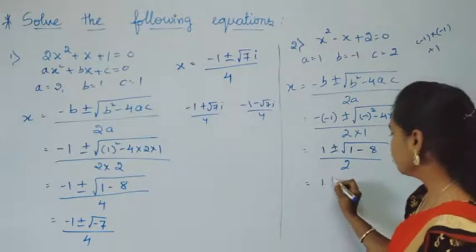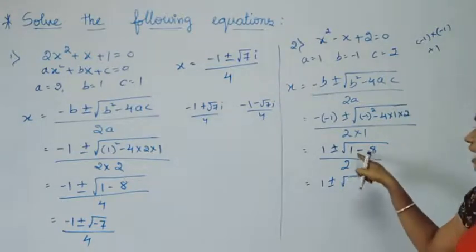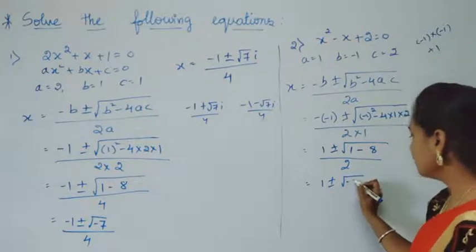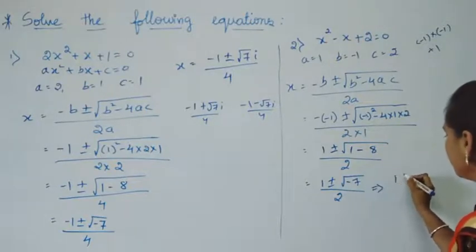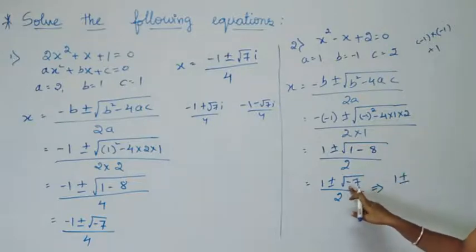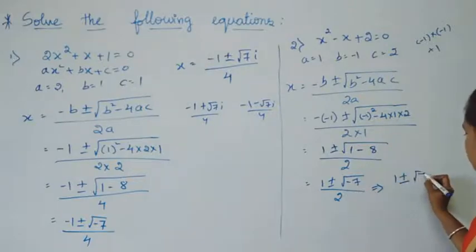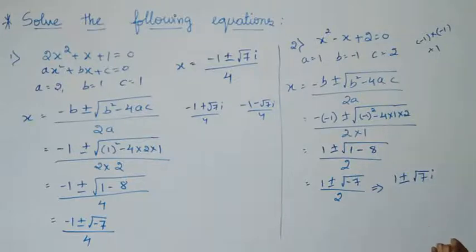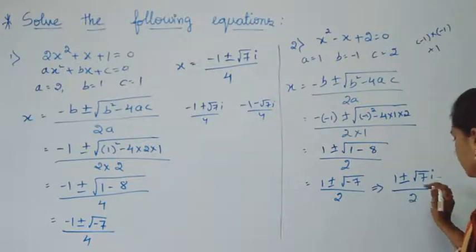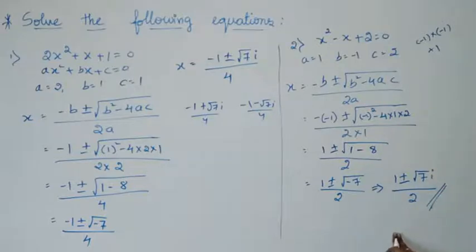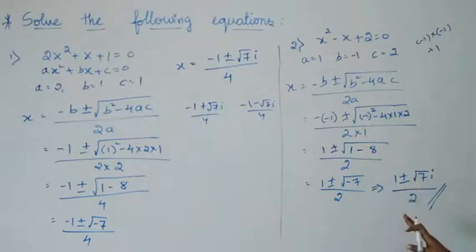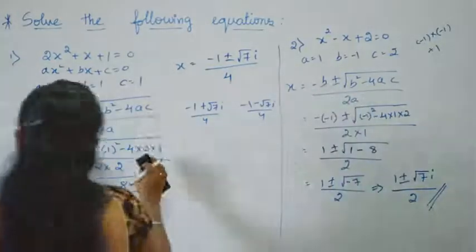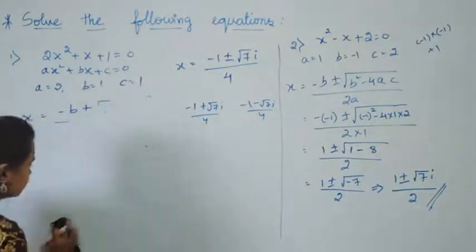That is equal to 1 plus or minus square root of again 1 minus 8, which means minus 7, divided by 2. Or you can write like this: 1 plus or minus square root of minus 7 can be written as root 7 into i, divided by 2. And this is our roots. So here we have two roots. These are complex roots and they are conjugate to each other. Understand? So very easy problem. So the next problem.